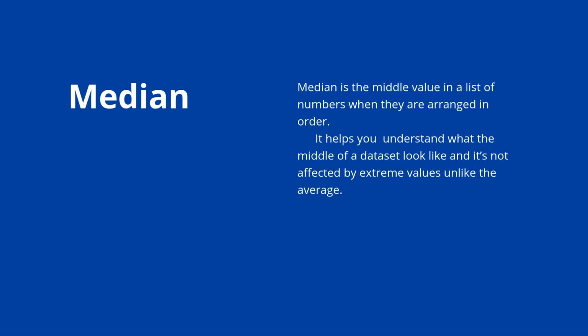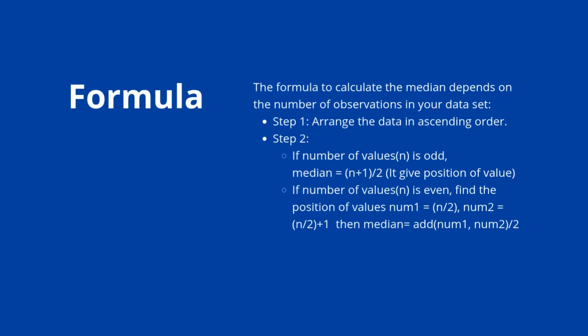The median is the value that lies exactly in the middle of a dataset when the numbers are arranged in order, either ascending or descending. It divides the dataset into two equal parts. Here is the formula to calculate the median.